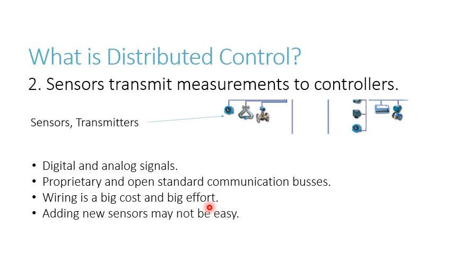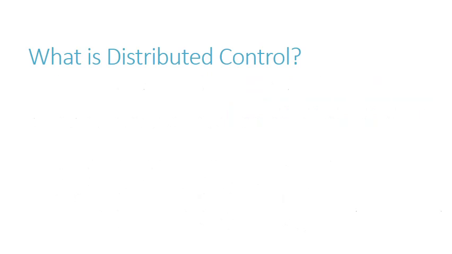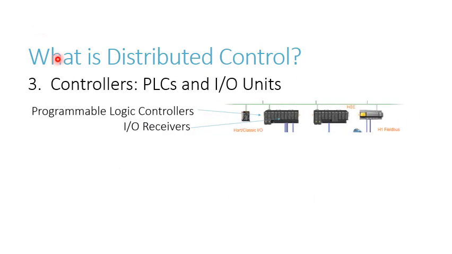Adding new sensors to your plant, like if you decide you need better data about a process, may not be easy. Not only do you have to shut down the process in many cases, but it may be difficult to wire it. It's just expensive to do. Wireless technology helps with that a little bit, but in many cases companies don't want to rely on wireless all the time.